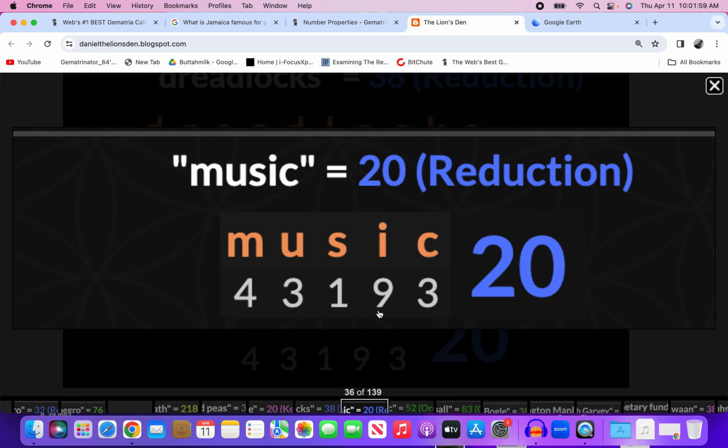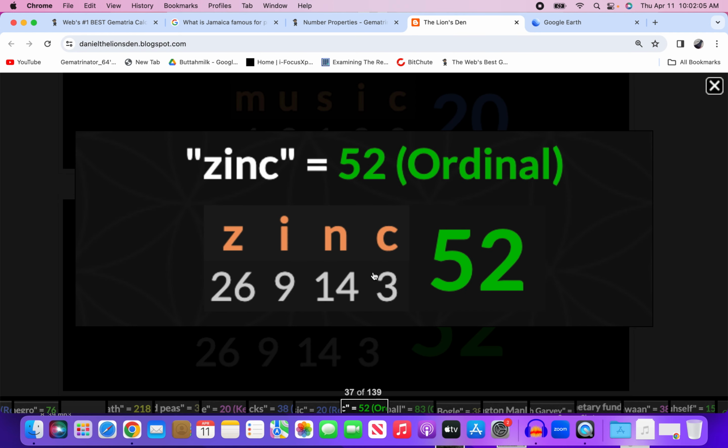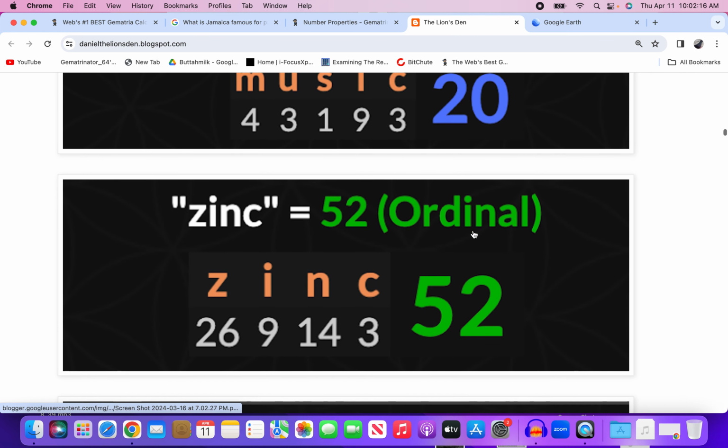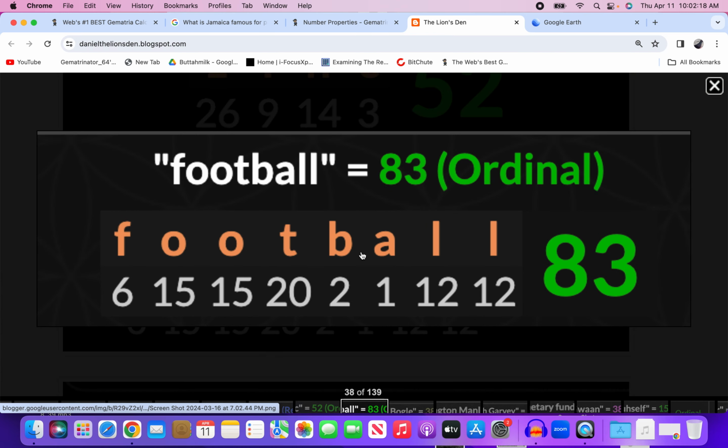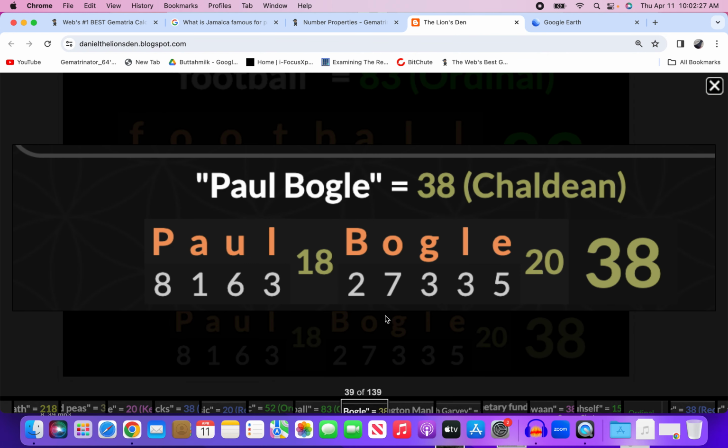Music 20. A lot of great music coming out of Jamaica over the years, and we're going to get into that a little bit. Zinc 52. See, a lot of people make their gates and houses out of zinc fencing. It's like basically scrap metal. Zinc 52, Jamaica equals 52. Football, big in Jamaica, the real football, soccer equals 83 or 38, just like Jamaica. Paul Bogle, one of the heroes, is 38 in Chaldean.